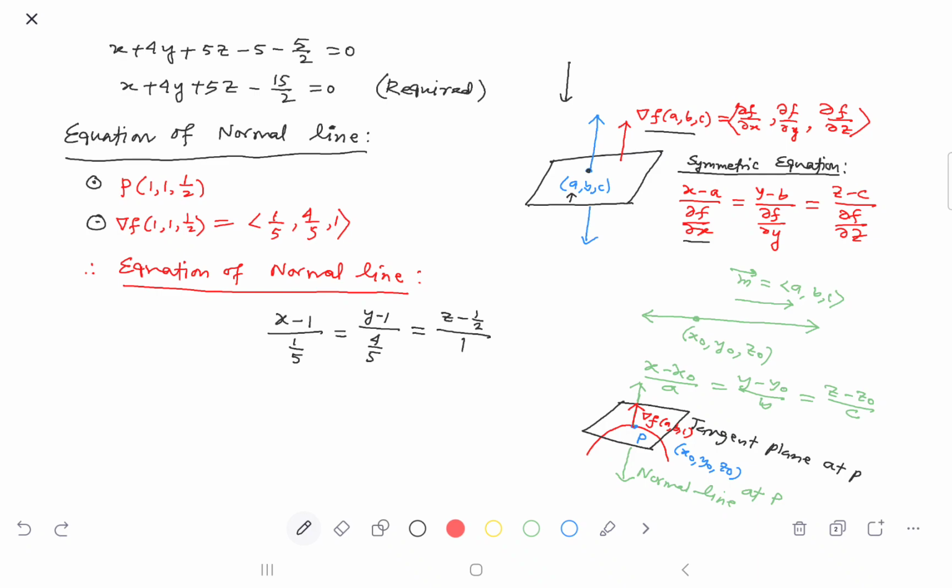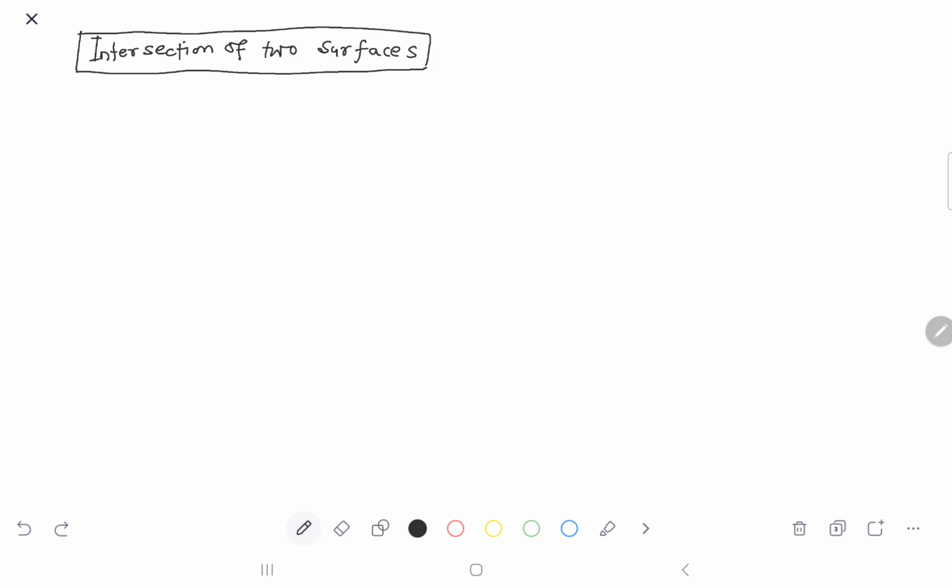So let me go to the next concept. The idea is basically, now we consider a situation. Suppose we have two surfaces, and they intersect. Intersection of two surfaces. Now the question: if you take two surfaces and make an intersection of them, what should we get?